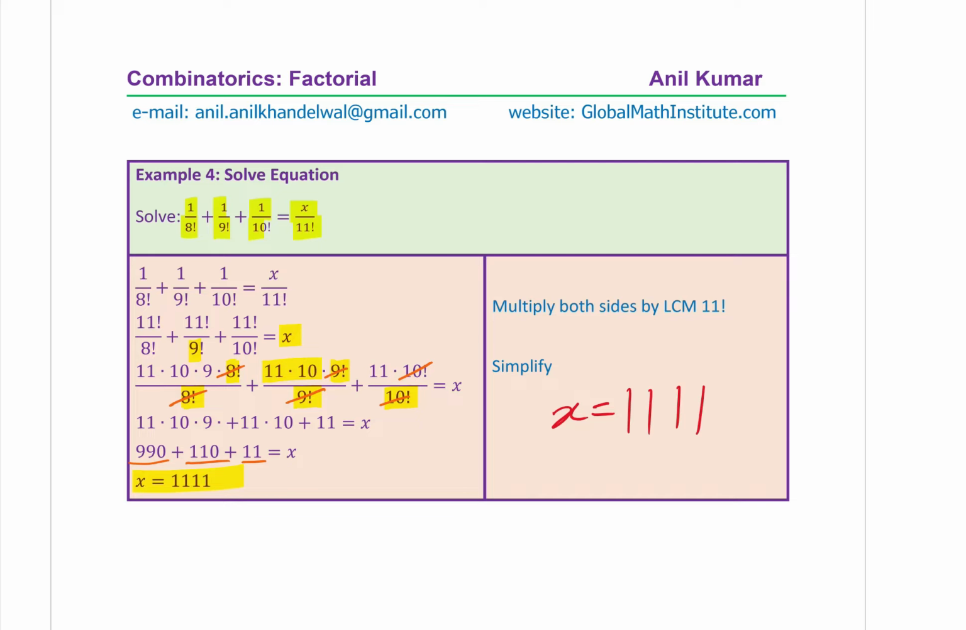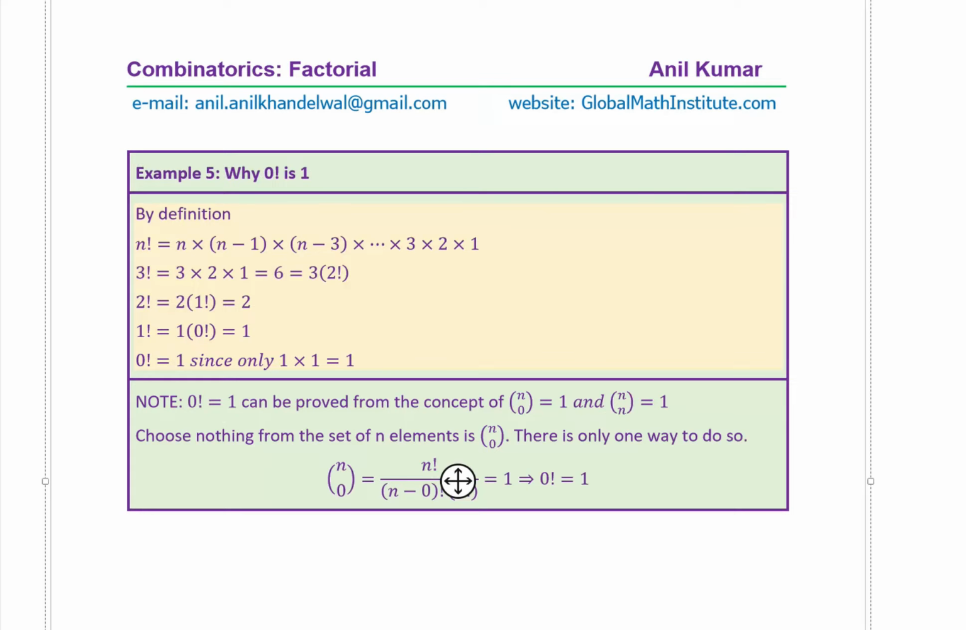Correct. Now let's talk about 0 factorial. Correct? As you know, 0 factorial should be 1. It cannot be 0. You cannot divide by 0, right? If you multiply by 0, everything becomes 0. Correct. We don't have 0 here. We are working with very, very big numbers. So how do we prove that 0 factorial actually is 1?